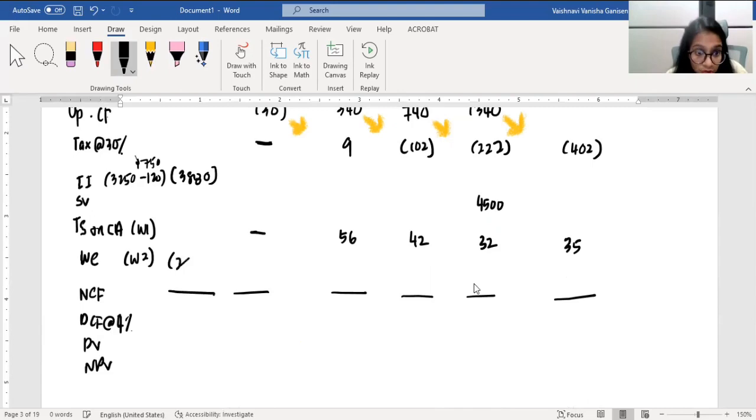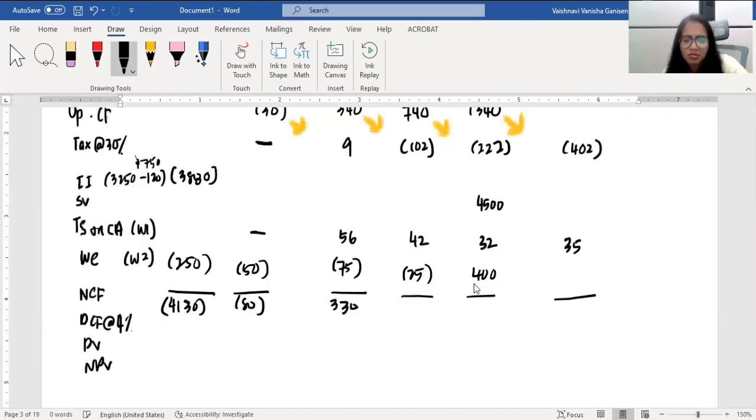So 250, 50, 75, 25, and 400. Sorry, my bad. Okay, so here 4130, negative 80. This was 330 if I'm not wrong. Okay, 655, 6050. And finally, in the final column, you will have 367. Okay, let's proceed, guys. Don't forget the negative sign.